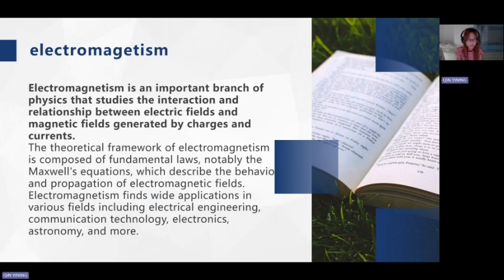Electromagnetism. Electromagnetism is an important branch of physics that studies the interaction and relationship between electric fields and magnetic fields generated by charges and currents. The theoretical framework of electromagnetism is composed of fundamental laws, notably the Maxwell's equations, which describe the behavior and propagation of electromagnetic fields. Electromagnetism finds wide applications in various fields, including electrical engineering, communication technology, electronics, astronomy, and even more.